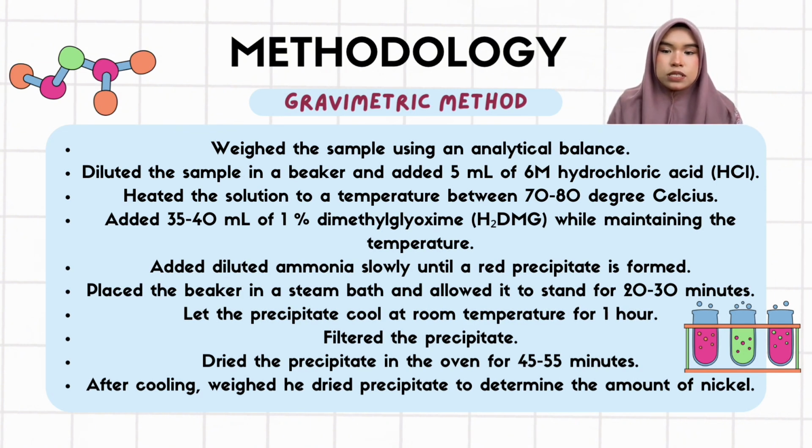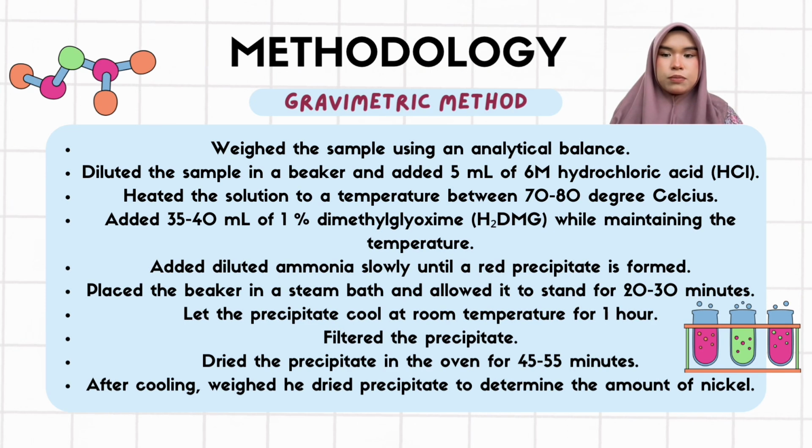After that, the solution was heated to 70 to 80 degrees Celsius. While heating, about 35 to 40 ml of 1% dimethylglyoxime was added. Next, diluted ammonia solution was slowly added until the red precipitate formed. This is the nickel DMG complex. The mixture was then placed in a steam bath for 20 to 30 minutes to allow complete precipitation.